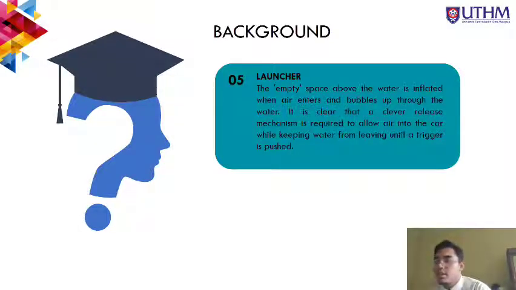So for the launcher, we use PVC pipes, and as you can see, we also use the cable tie. The cable tie is for the trigger that we can pull, and the bottle will release the car.